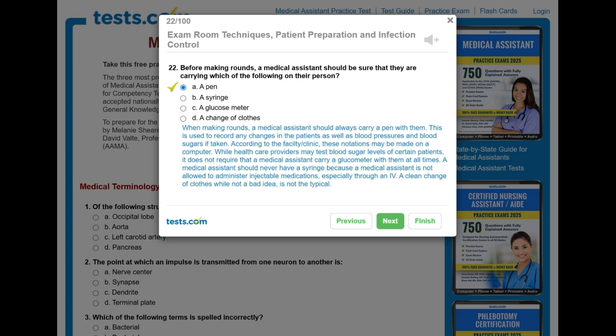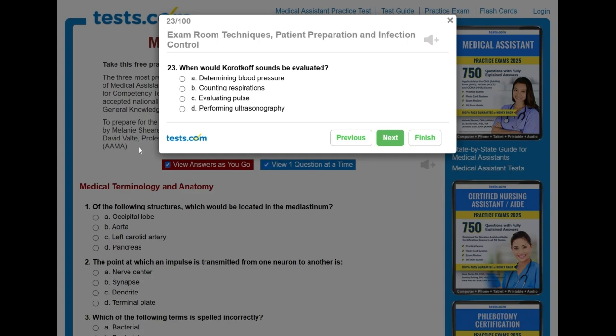This is used to record any changes in the patients, as well as blood pressures and blood sugars if taken. According to the facility/clinic, these notations may be made on a computer. While healthcare providers may test blood sugar levels of certain patients, it does not require that a medical assistant carry a glucometer with them at all times. A medical assistant should never have a syringe because a medical assistant is not allowed to administer injectable medications, especially through an IV. A clean change of clothes, while not a bad idea, is not the typical.